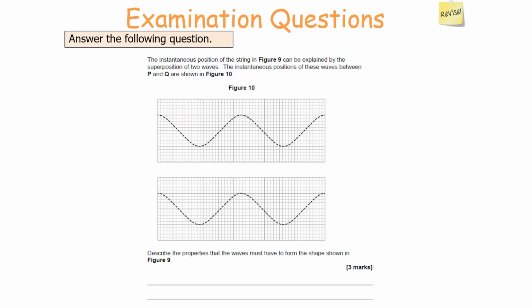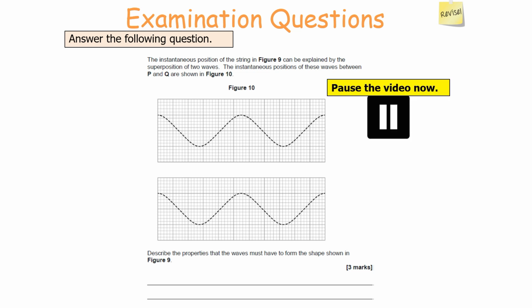The instantaneous position of the string in figure 9 can be explained by the superposition of two waves. The instantaneous position of these waves between P and Q is shown in figure 10. Describe the properties that the waves must have to form the shape shown in figure 9. Pause the video now, then unpause the video when you want to go through your answer.